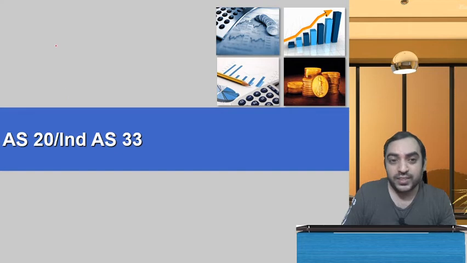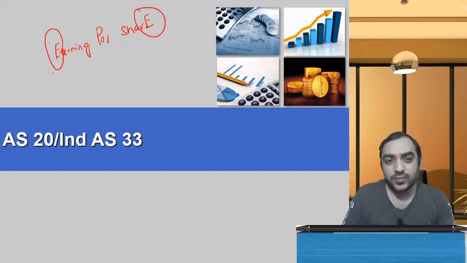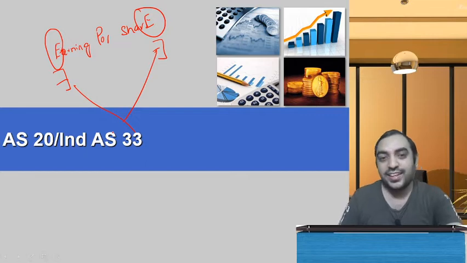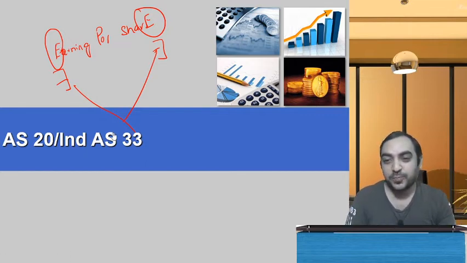Very easy. What is the name of the standard? Earning per share, right? So what is the first letter? E. Last letter E. Just turn it backwards. It becomes 3 and 3 in Ind AS 33. That is what the solution is all about.